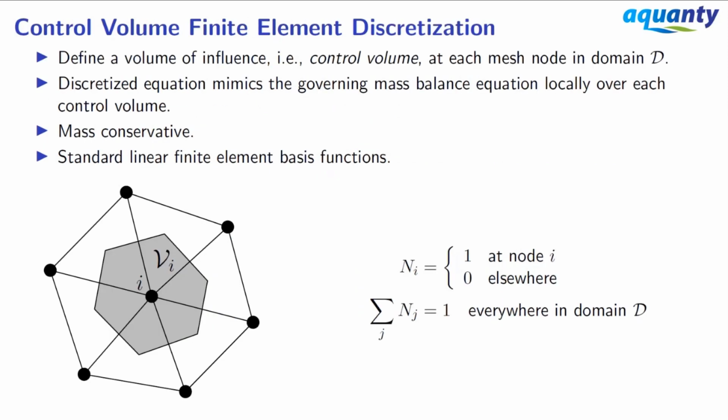In HGS we use a control volume finite element discretization. We define a volume of influence or a control volume at each mesh node within our domain. The discrete equations mimic the governing mass balance equation locally over each control volume, and this approach is very importantly mass conservative. We use standard linear finite element basis functions. At the bottom left here, we have an image of what a control volume would look like at a node I, and then you can see the mathematical description of what the finite element basis functions look like.